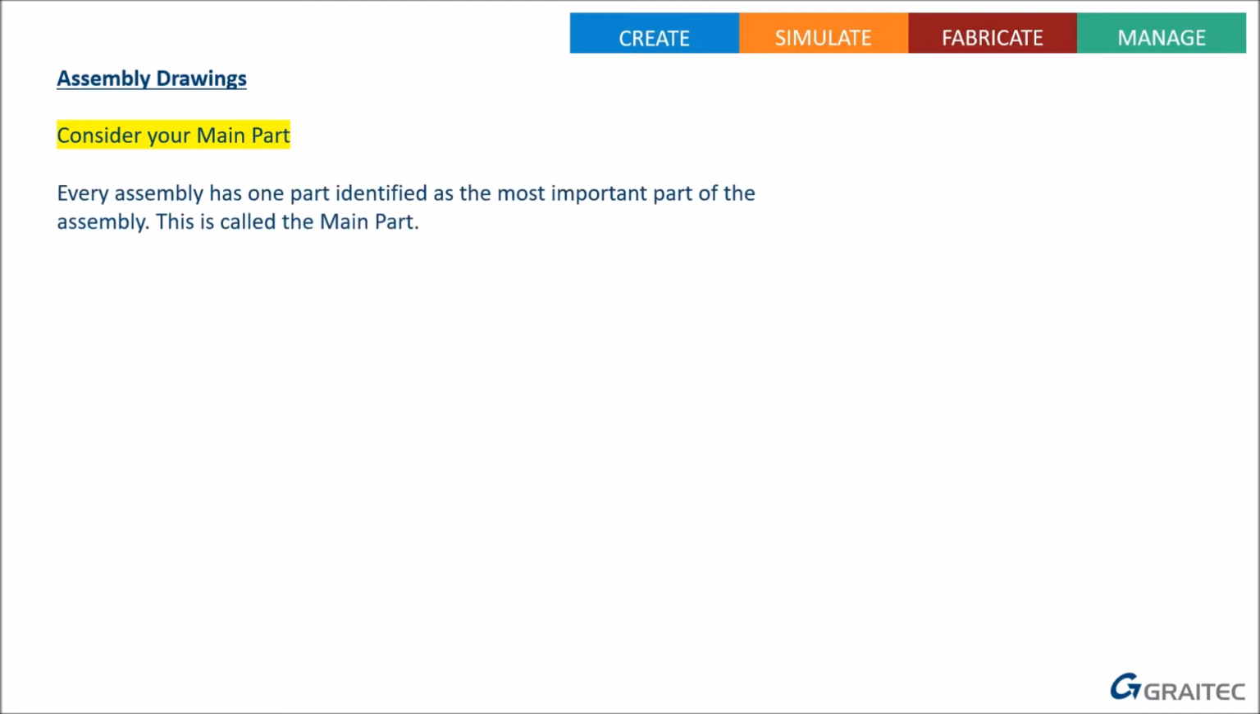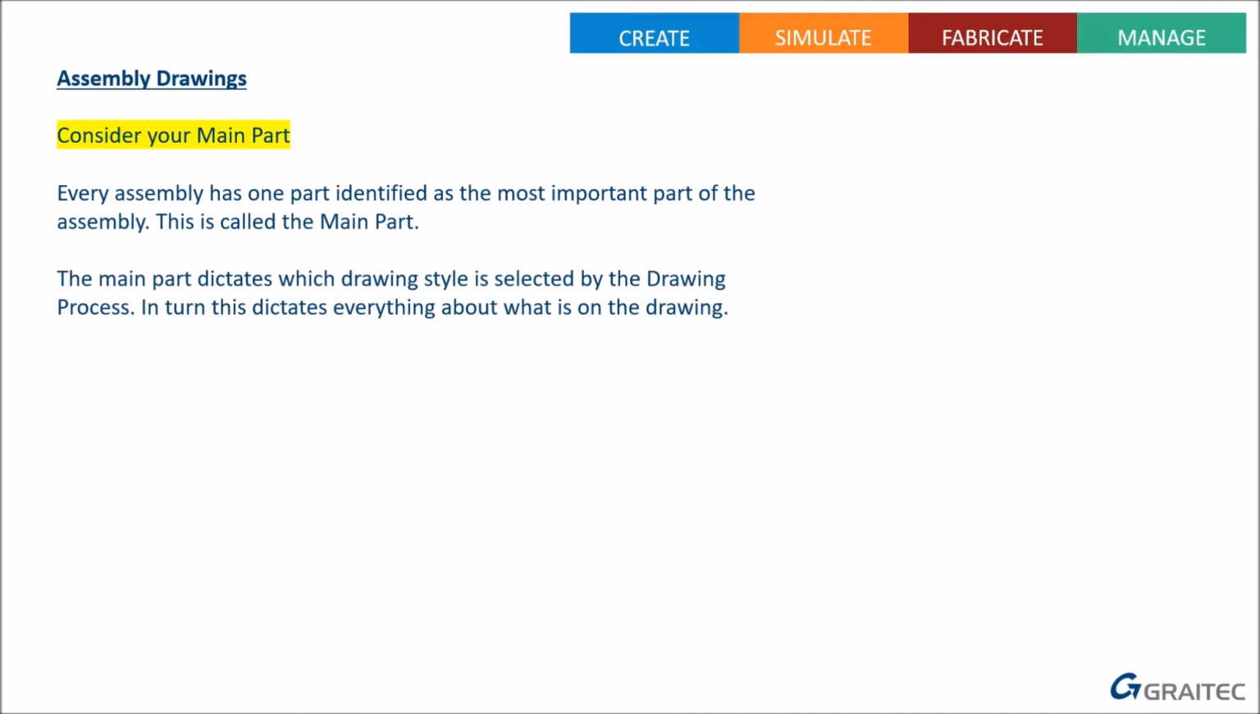Moving on to assembly drawings, this is probably where a lot of the controversy arises. One of the important things about an assembly drawing is the main part. It's really important to be aware of it, consider it. What is the main part? Well, every single assembly has one part in that assembly that's identified as being the most important part of that assembly, and that is what we call the main part.